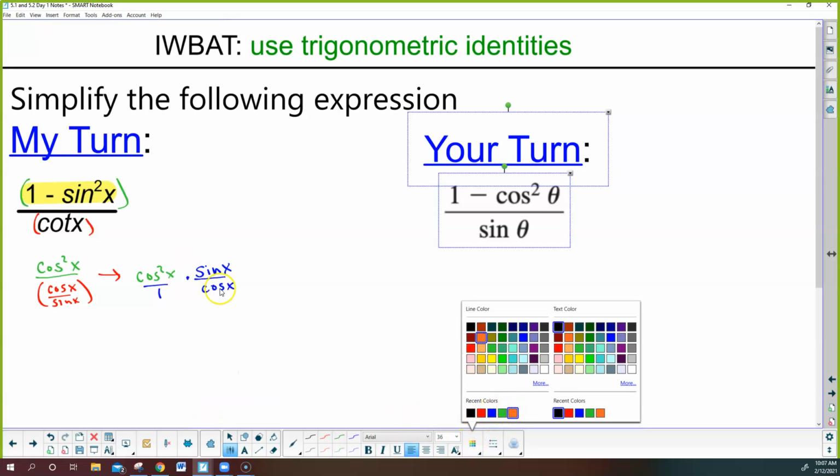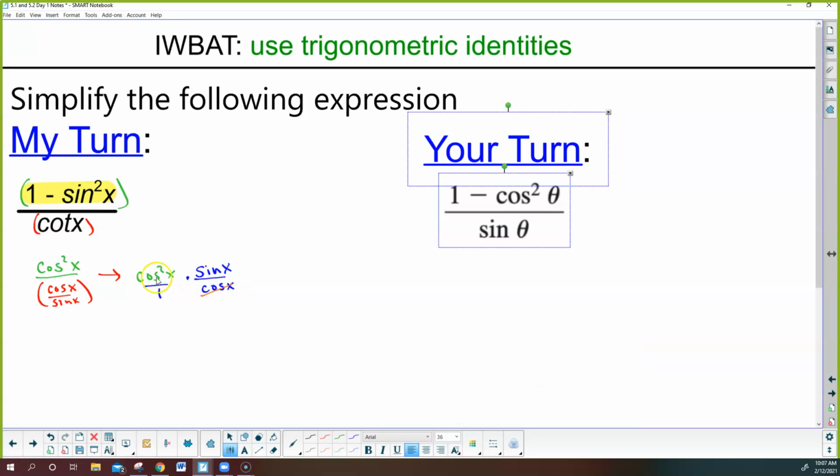Okay. And you might notice there is a cosine factor. I've got a cosine on the bottom and I have a cosine squared up top. Remember what this means. This means cosine times cosine. So I'm going to get rid of the squared and turn that into a 1. So then what's left over is cosine x on top times sine x. And we don't have a theorem or a factor that gives us exactly that. The best possible form to write this is just cosine times sine. And that's as far as we can go.